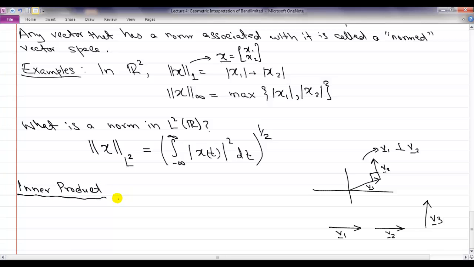For example, if I am given v1 and v2 in Rn, okay, the inner product between them is defined as v1 transpose v2. Okay. And if this ends up being 0, we say that the vectors are orthogonal to each other.